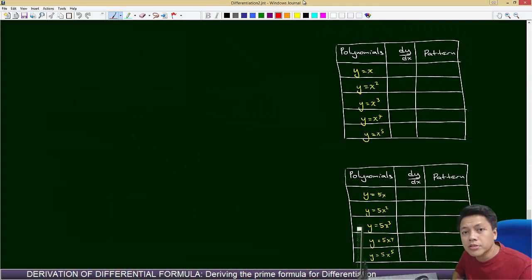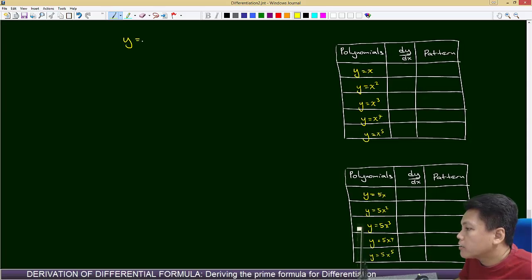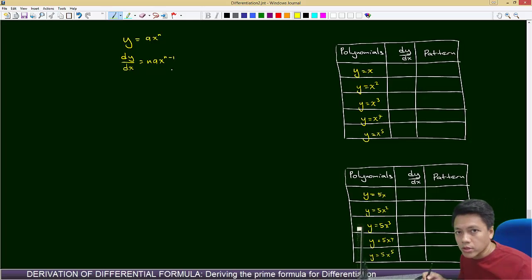In this section, we are gonna deduce a formula for differentiation. In the end, we are gonna get a differentiation formula like this. If you have a polynomial y equal to ax raised to the power of n, then the differentiation dy/dx is equal to n, the power, multiplied with a, and then x raised to the power of n minus 1. So this is what we are going to prove.